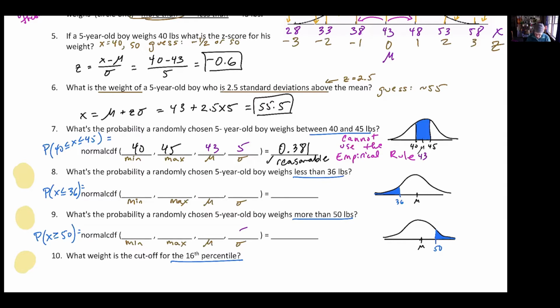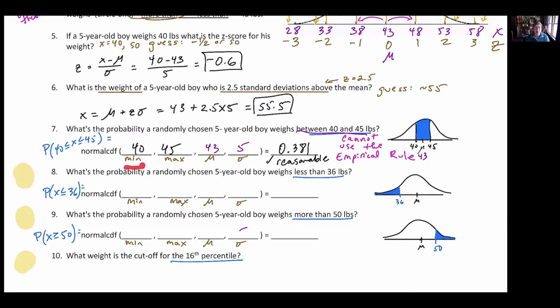For this first one, I'm doing between 40 and 45 pounds. So you see I have 40 here and 45 here. So I've shaded that area. So I'm going to use normal CDF. Remember, normal means I'm using the normal curve. C for the cumulative probability, and DF for, I don't know what the DF stands for. I read it somewhere. You can look it up if you're interested. And the order in your calculator is always the same.